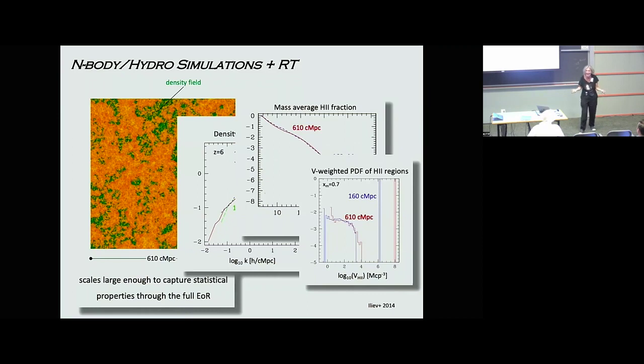A lot of people in the audience have worked on escape fraction, and how do you summarize the dependencies of the escape fraction on various scales and physical properties? Not easily, right? So, yeah.